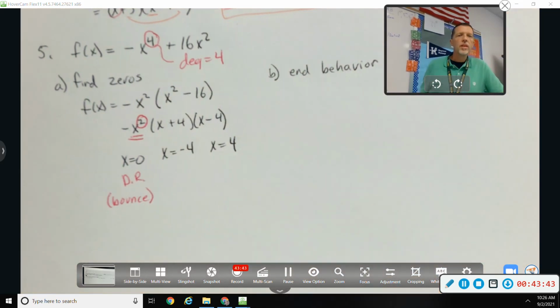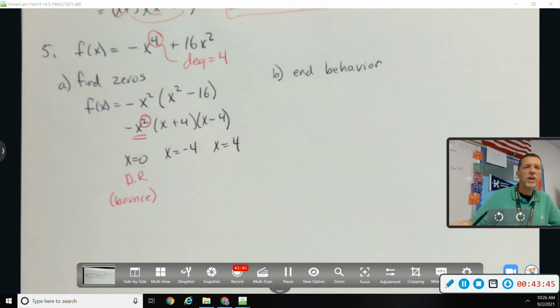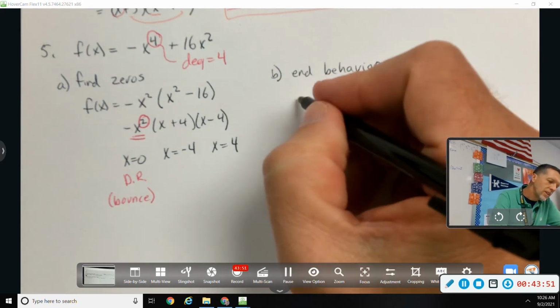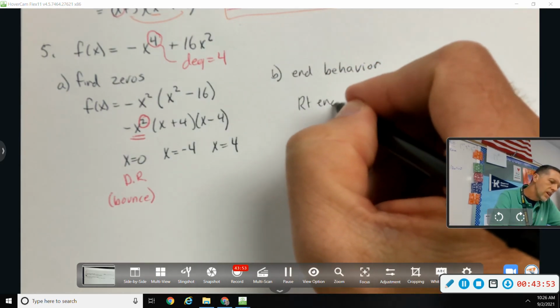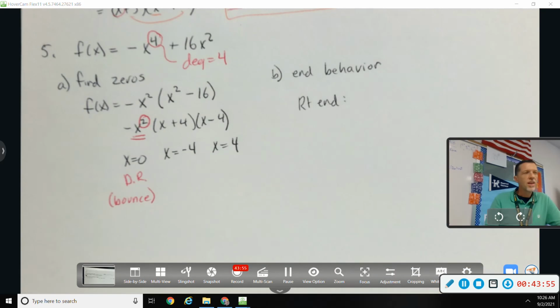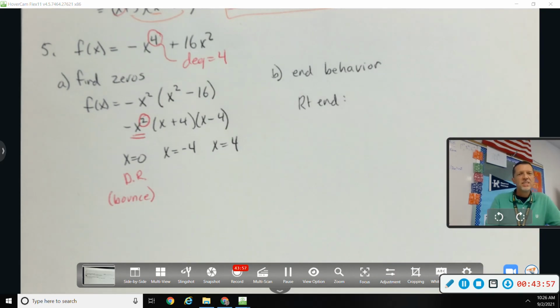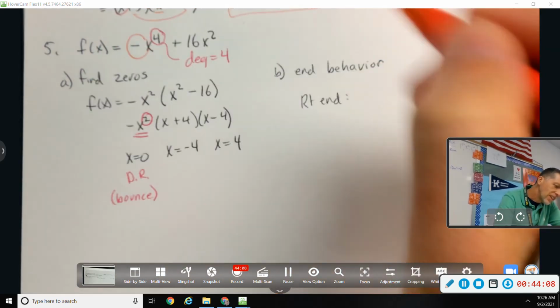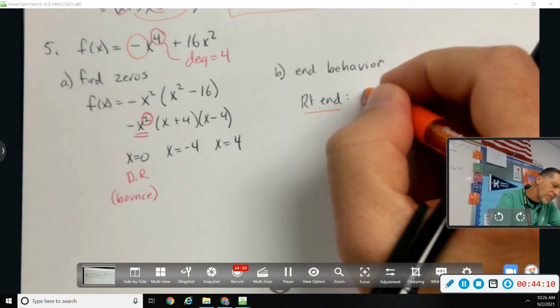Part B, end behavior. So what's the right end doing? It's going to be doing the coefficient. All the way back to the first thing we said in here today. The coefficient on the outside of the first term is the lead coefficient. It's going to be negative, so it's going to go down. The right end is going down because the lead coefficient is negative.